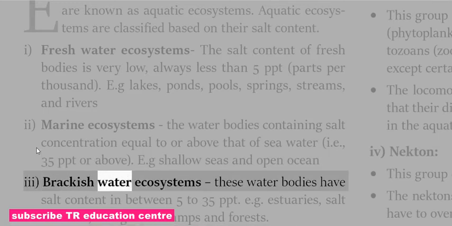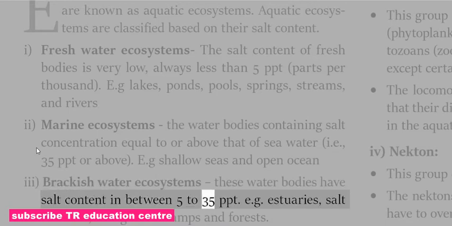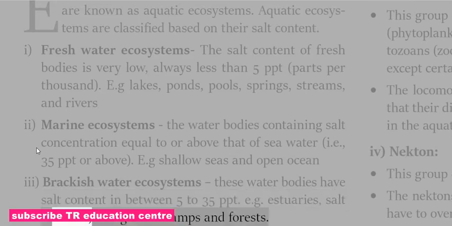3. Brackish water ecosystems. These water bodies have salt content in between 5 to 35 ppt. E.g. estuaries, salt marshes, mangrove swamps and forests.